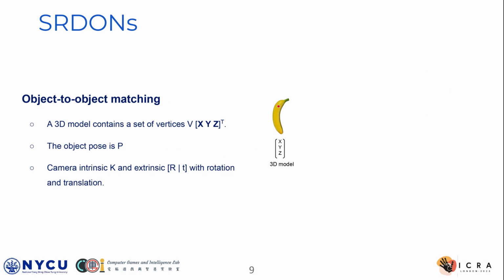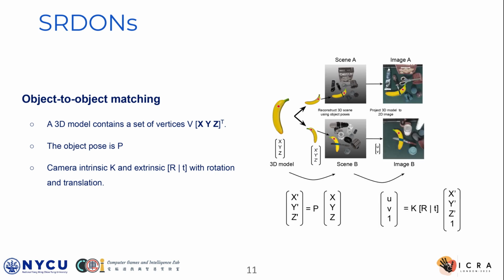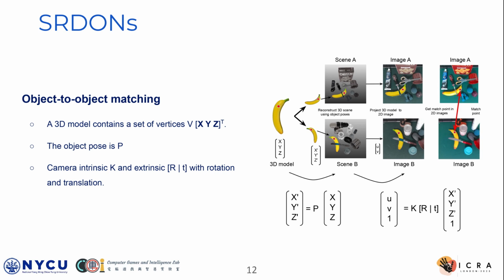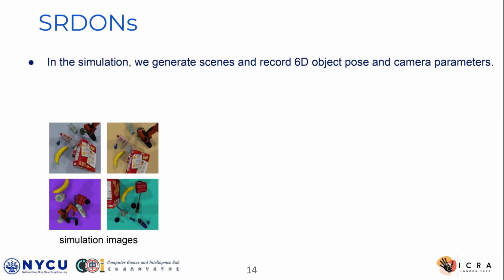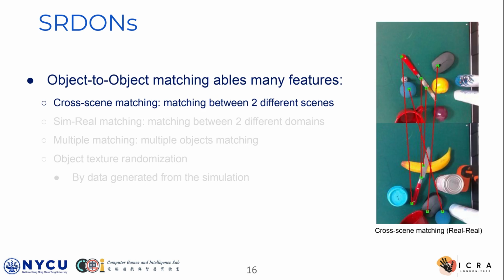To generate the matching points, we proposed an object-to-object matching method. We use object pose and camera parameters to project 3D models to the 2D images. We then label the 2D points that are projected from the same 3D points as match points. Similarly, in the simulation, we generate a scene, recording object poses and camera parameters. And then, by using object-to-object matching, we can generate the matching points between simulated and real images.